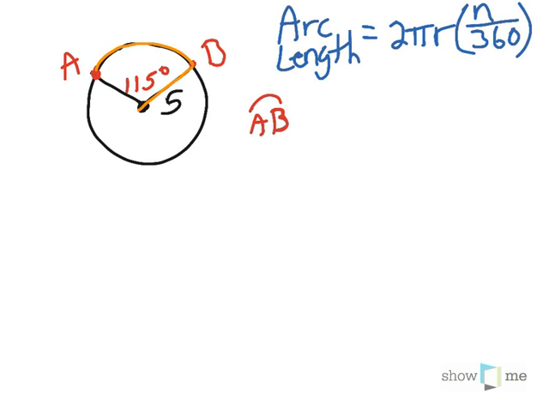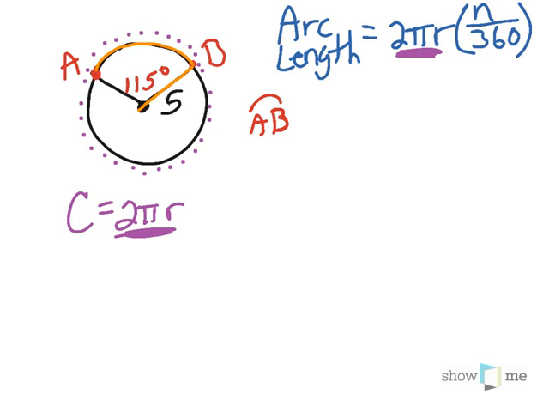Now let's take a look at something you learned quite a while ago. The distance all the way around a circle is called the circumference. And circumference is 2 times pi times the radius. That gives us the distance all the way around. Hopefully you recognize that this right here is the same as that right there. So when I'm finding the arc length, I'm finding the distance around the circle, but I'm only finding a piece of it. And this right here is basically asking you how much of the circle you're looking at.